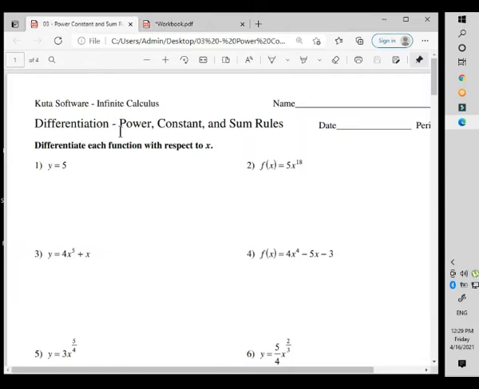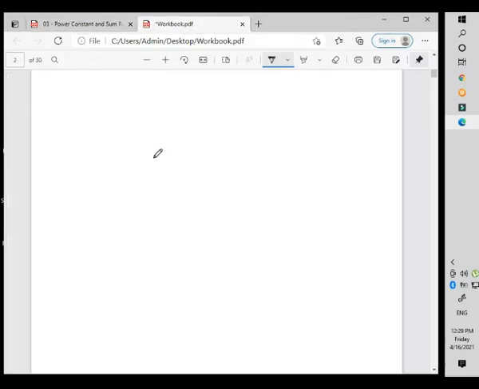So the second question now. f of x is equal to 5x to the 18th power. Now, sometimes I'll be working through things a little bit fast, but for this one I'm going to work it through a little bit slowly.